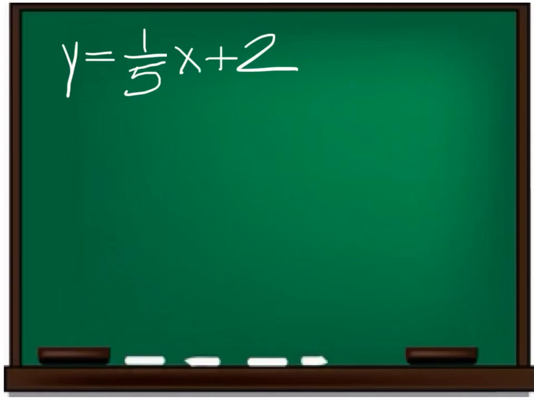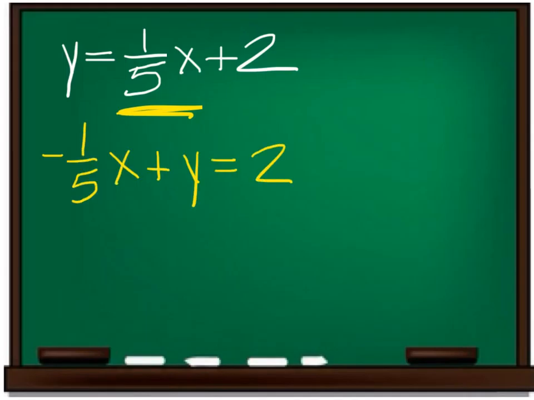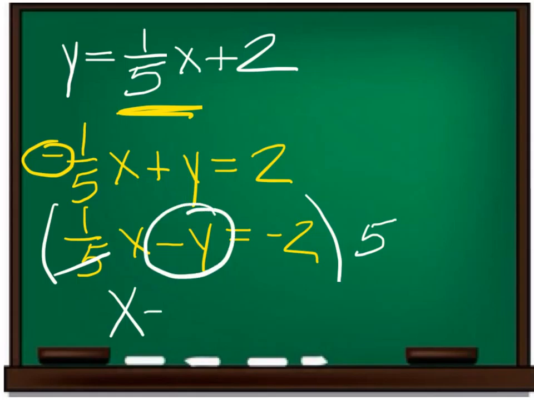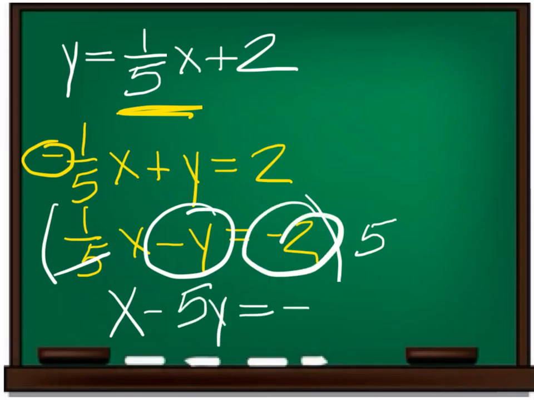On the practice problem, you must move the x term to the left and change the sign. Then you have to change the sign of everything because of this. So it's 1/5 x minus y equals negative 2. And now multiply everything by 5, which means it cancels out there. You're left with 1x, which is simply x. And then multiply by 5 there to get minus 5y, and here to get negative 10.